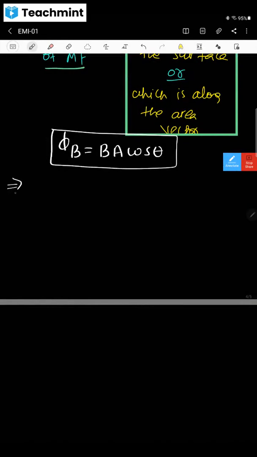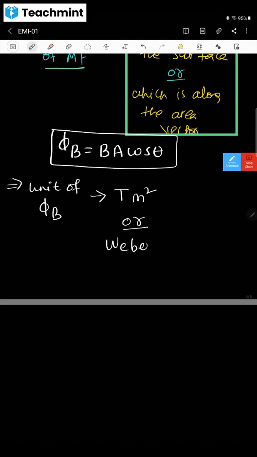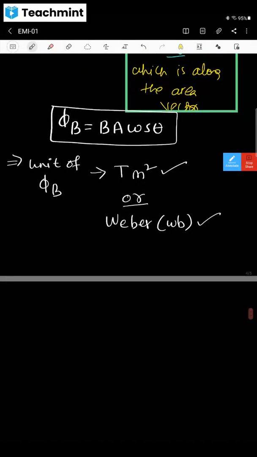Now, what is the unit of magnetic flux? And here this B is Tesla, and A is area, meter square. Cos theta won't have a unit. Tesla meter square, or this Tesla meter square itself is known as Weber. It is represented by Wb. If somebody asks you what is the unit of magnetic flux, you should be able to say Tesla meter square or Weber. Understood? Yes. Clear, no? Okay.